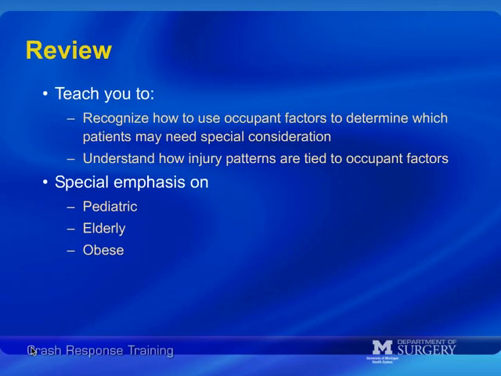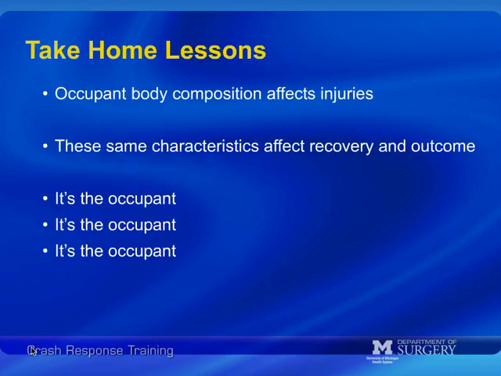To review this module, the purpose was to teach you how to recognize and use occupant factors to determine which patients may need special consideration, and to get an understanding of how injury patterns are tied to occupant factors. This module has a special emphasis on pediatric, elderly, and obese populations. Take-home lessons are: occupant body composition affects injuries. These same characteristics affect recovery and outcome, and it's the occupant, it's the occupant, it's the occupant.